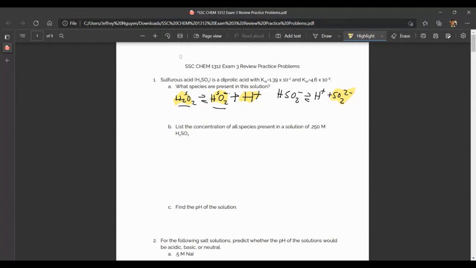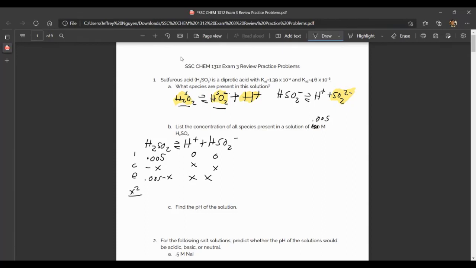List the concentration of all species present in a solution of 0.25 M H2SO2. This is when we tackle the RICE problem. For the first dissociation, we'll write HSO2 minus. I believe this question should be 0.005 instead. So we have 0.005, then 0 and 0, then minus x, and then x and x. We set up our ICE table, solving for x, and this is equal to the first Ka value, which is 1.39 times 10 to the power negative 2.